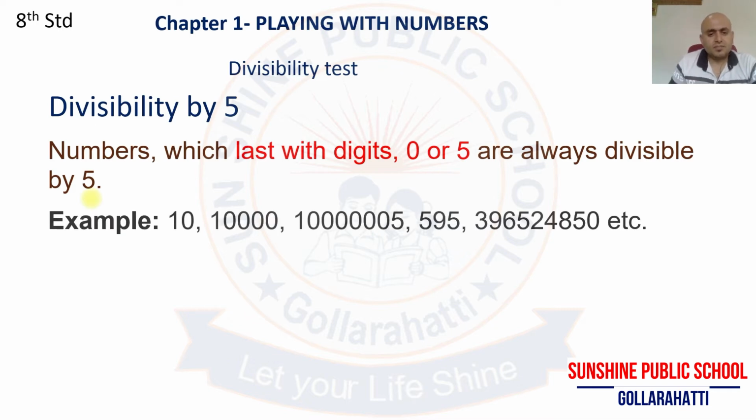So look at the examples. Take 10,005: the last digit is 5, and again this full number is also divisible by 5.